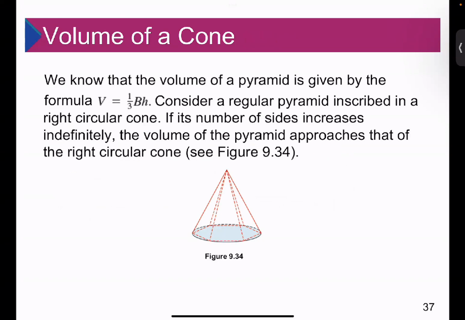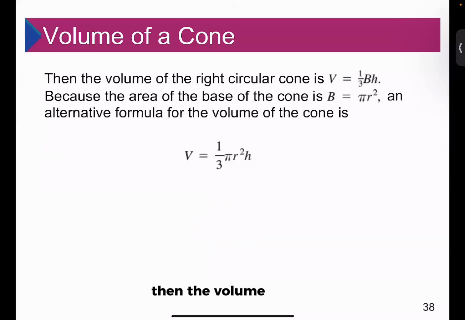Consider a regular pyramid inscribed in a right circular cone. If its number of sides increases indefinitely, the volume of the pyramid approaches that of the right circular cone. See the figure below. Then the volume of the right circular cone is V, which is equal to 1/3 of base times height.